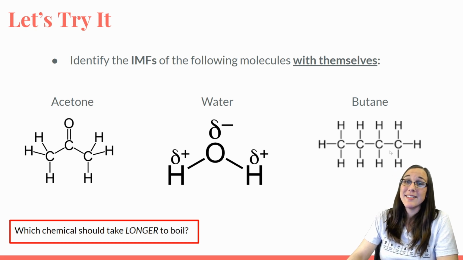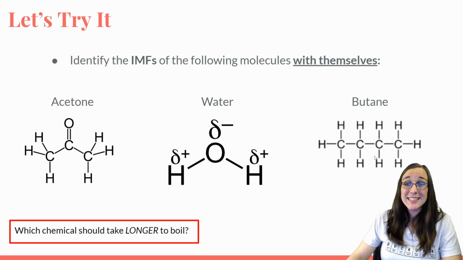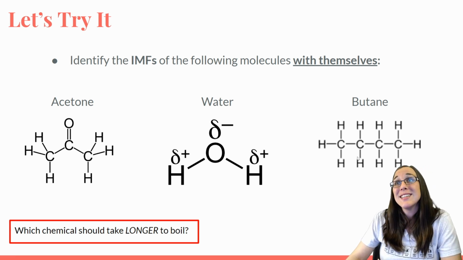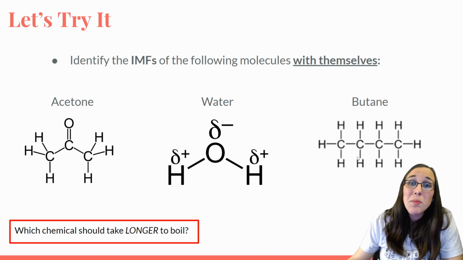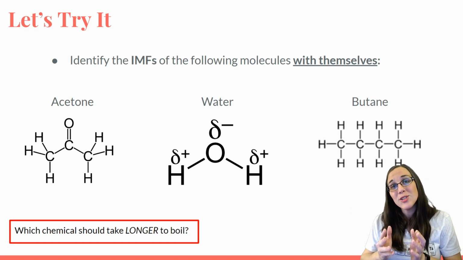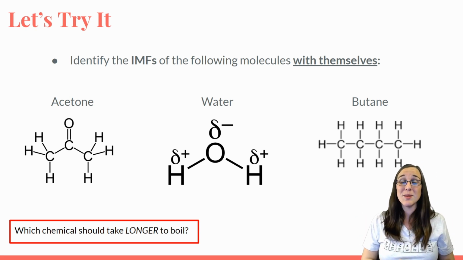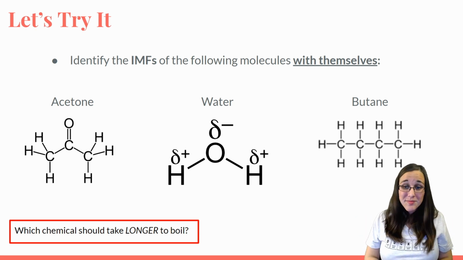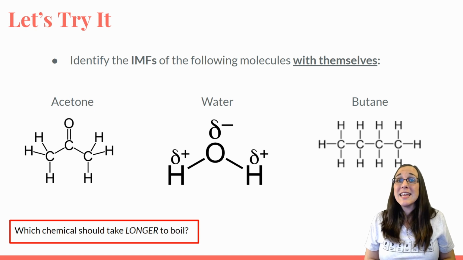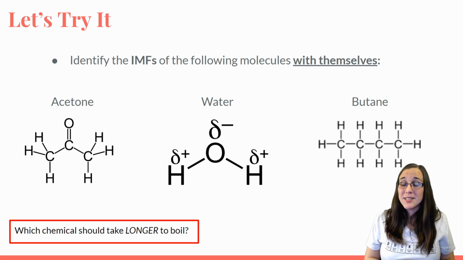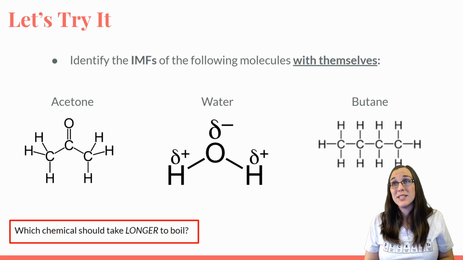This is butane, like in a butane lighter. Butane is entirely composed of carbons and hydrogens. Because it's only made up of carbons and hydrogens, that means it's nonpolar. Because it's nonpolar, it has to fall into our van der Waals or London dispersion forces that we talked about last. London dispersion is our weakest force of all the intermolecular forces.